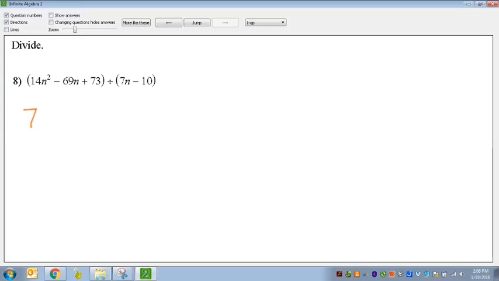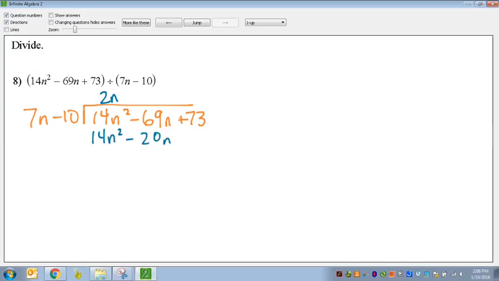So I would use long division here, so 7n minus 10 on the outside of the house, then 14n squared minus 69n plus 73. Okay, and just here's a long division. So 7n goes in the 14n squared 2n times, which is going to be 14n squared minus 20n. And when we do division, we have to do the opposite, so we change it to negative 14, positive 20. 14 minus 14 is 0n squared. Negative 69 plus 20 gives me negative 49n. And check down the 73.